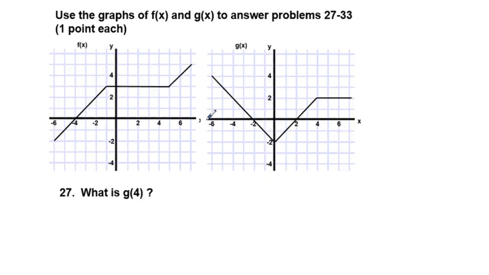Next set of problems. Use the graphs of f of x and g of x to answer problems 27 through 33. What is g of 4? Well, here's g, and we come at 4 and we go up here. It looks like our answer to this one is 2.